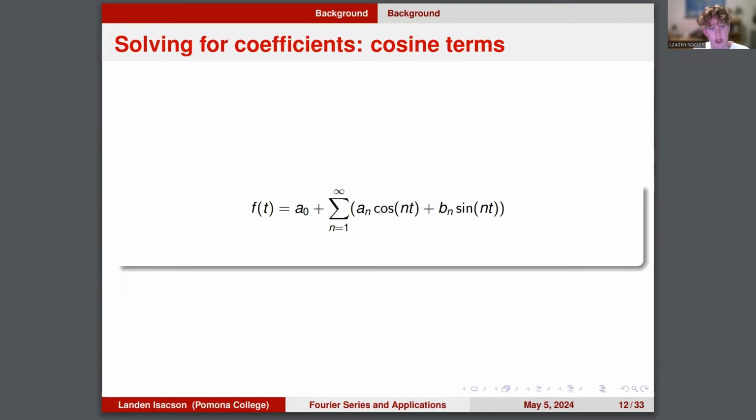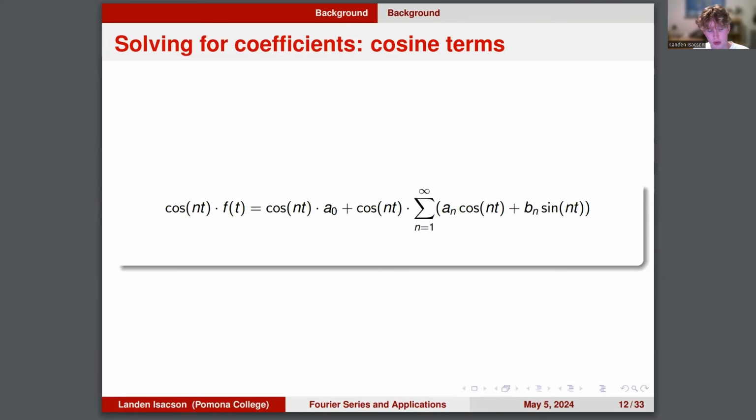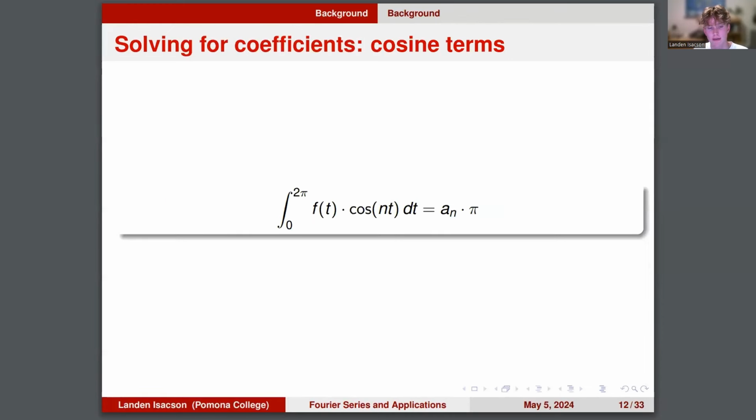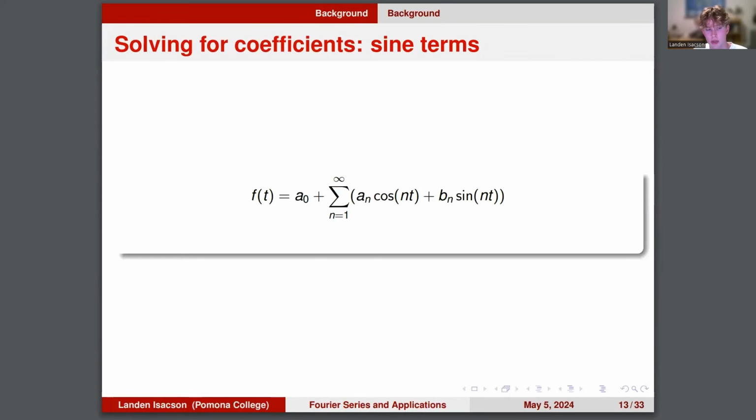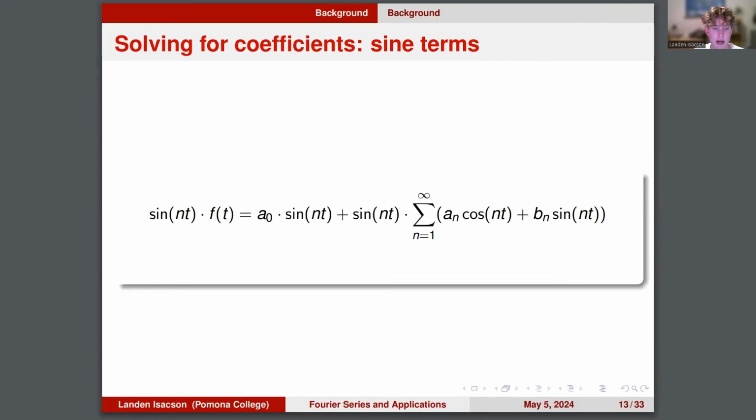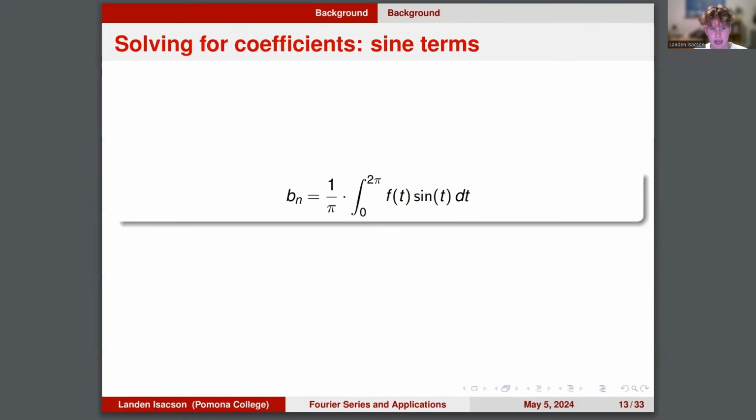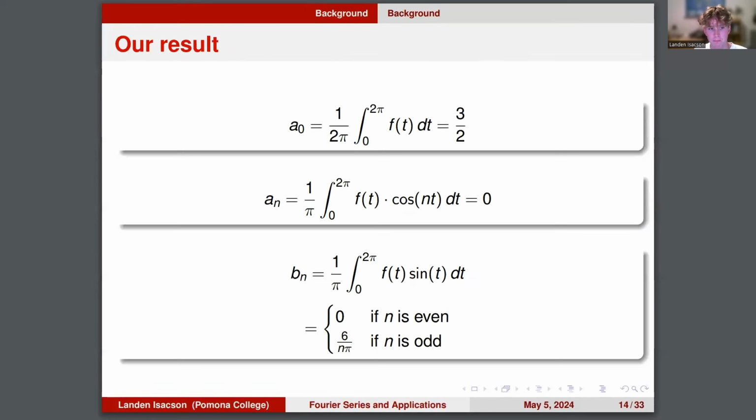All right, solving for the cosine terms, we first multiply both sides by cosine, then take the integral, apply those properties. Many of the terms go to zero and we're left with this. And then by solving for a sub n, we get the following. Very similar for the sine terms, just now we multiply by sine on either side, take the integral, apply those properties, and we get the following for our b sub n. So these are our results.